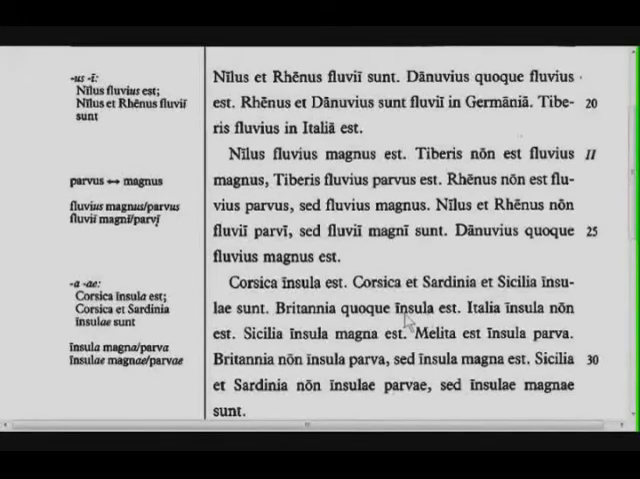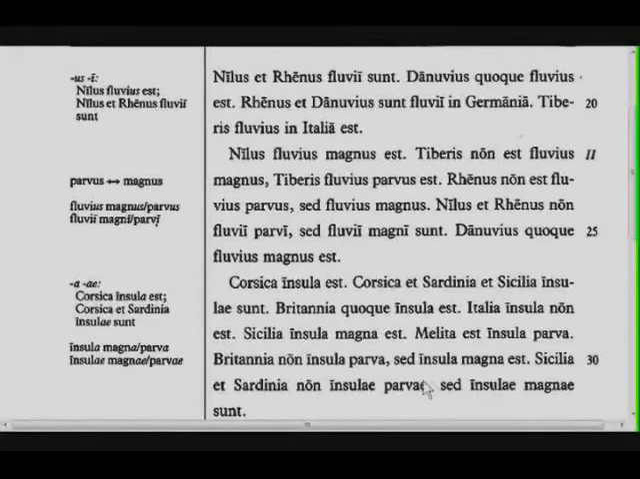The next grammar point I want to show you is in 27 and 28. And that is, we have insula and insulae. Just as we had fluvius and fluvii, the singular and the plural noun, here we have insula and insulae, the singular and the plural feminine noun, insula. So the difference between insula and insulae is the difference between island and islands.